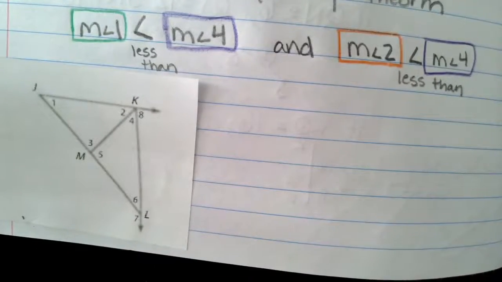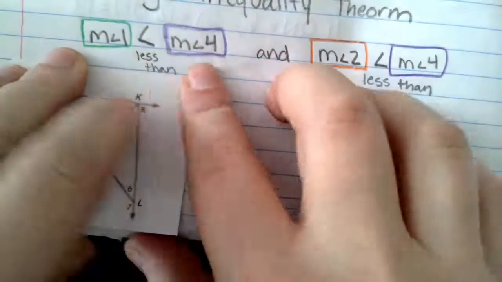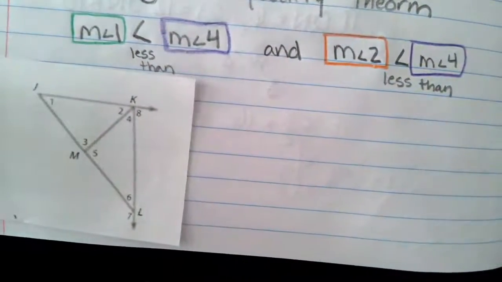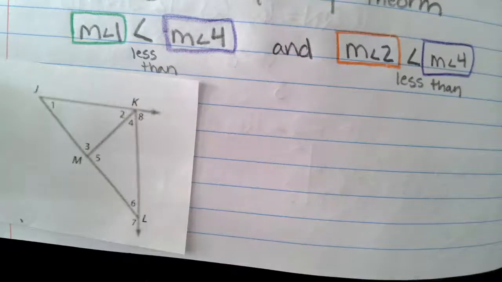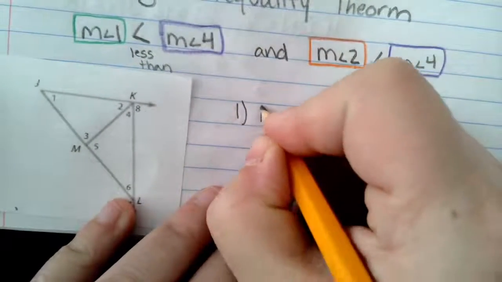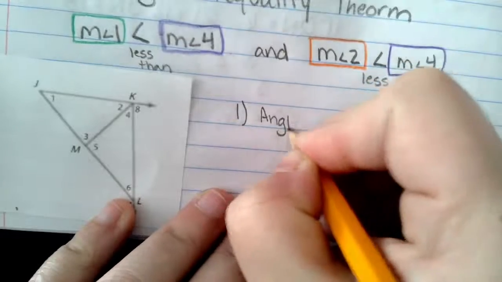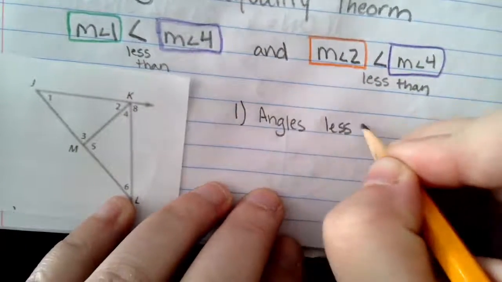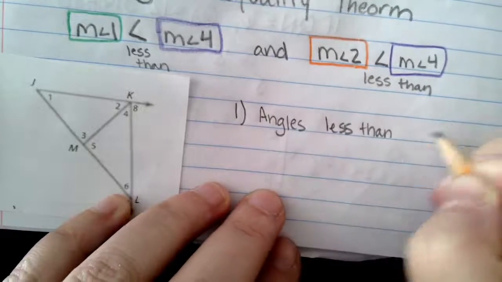Okay, so for this first one, go ahead and glue that in. If you haven't glued it in yet, glue it in. We're going to have two problems with this. Our first problem, we want angles less than the measure of angle 7.